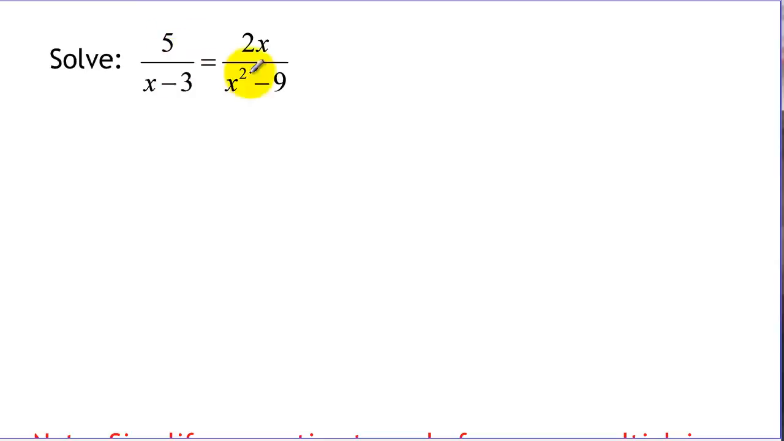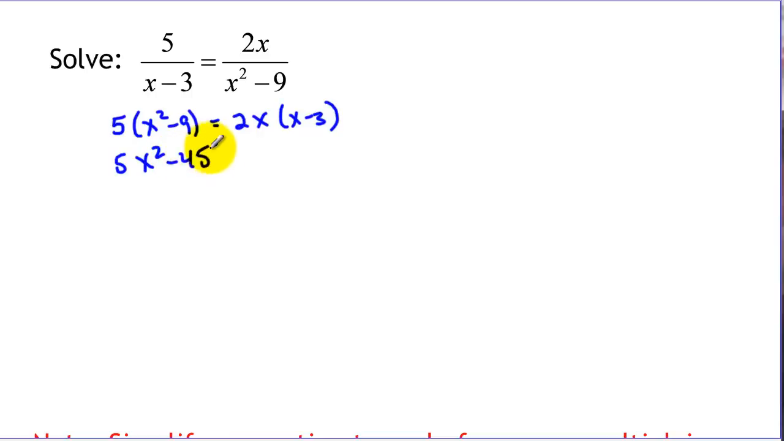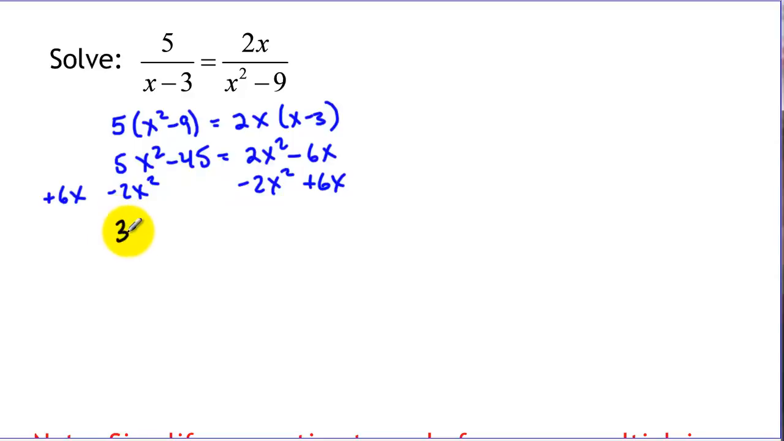So let's do the same thing here. Fraction equals fraction, so when we cross multiply, we get what I'm writing here. And we're going to distribute on both sides. And again, we have a quadratic equation, so we're going to set it equal to 0. And there's nothing to combine the 6x with, so let me just put it over here for now. Now we'll put this in standard order, so we've got 3x squared plus 6x minus 45 equals 0.